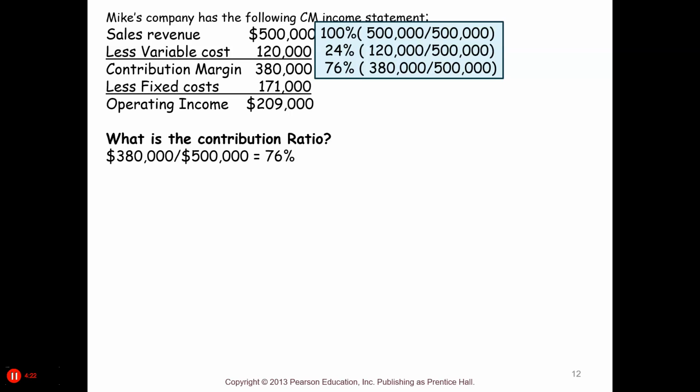Now in this example, I've done all 3. Remember, sales is always 100% because a lot of times you can use those percentages and predict what's going to happen to the bottom line.